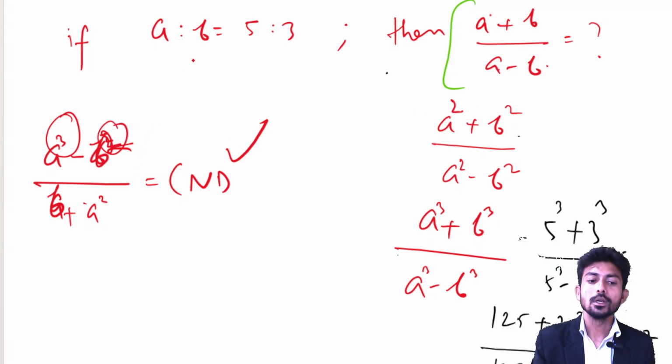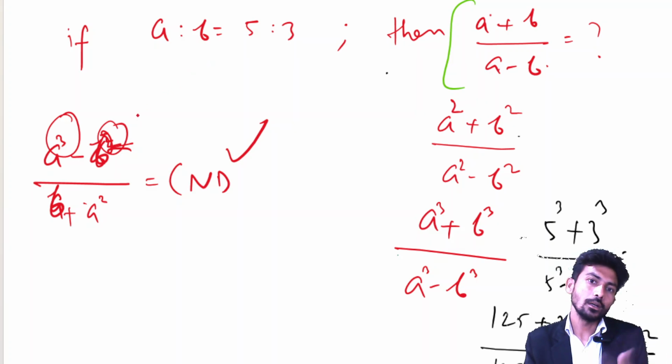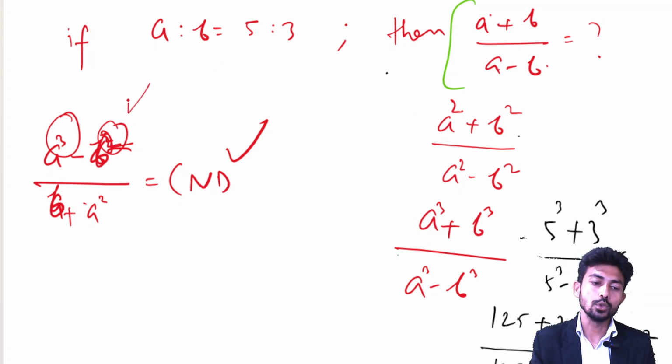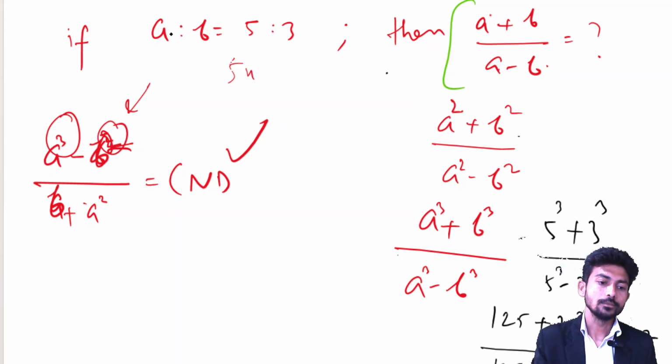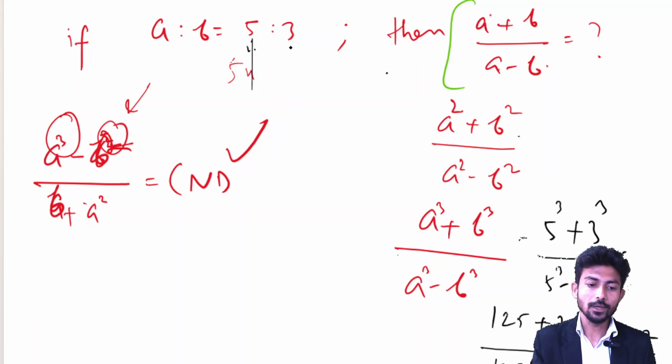And again, if we want a confirmation or verification of this approach, we can take up the conventional method like 5x or 3x, and we consider a as 5x and b as 3x.